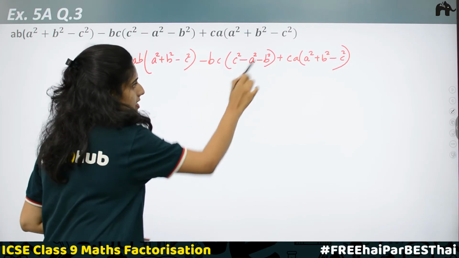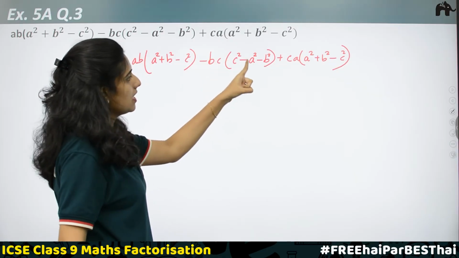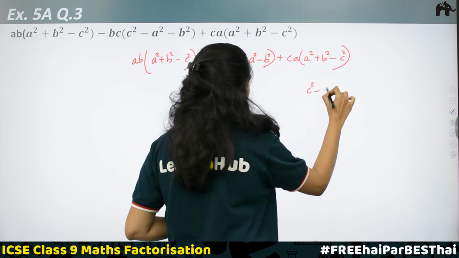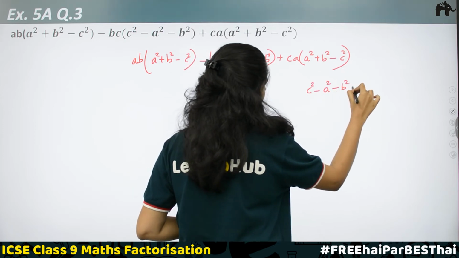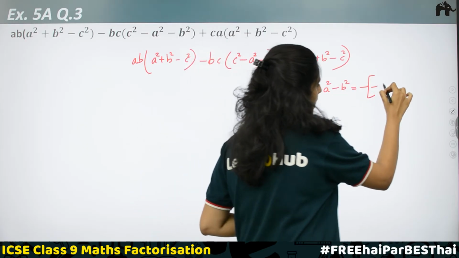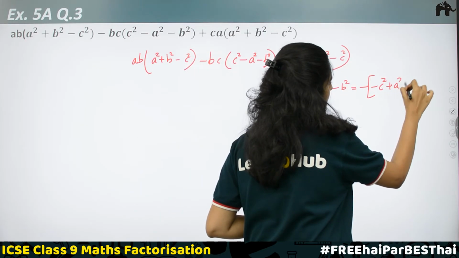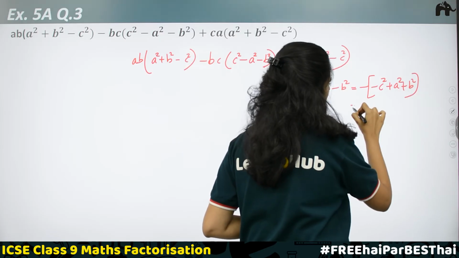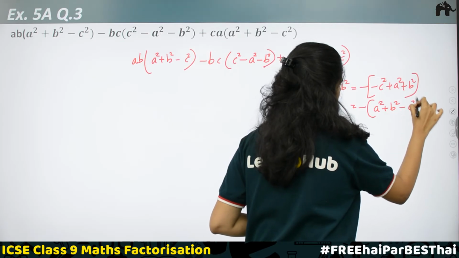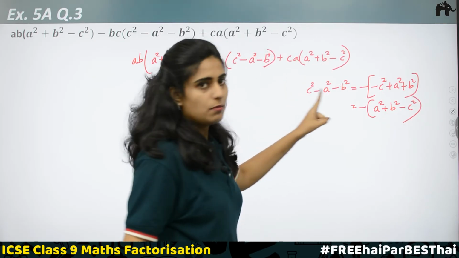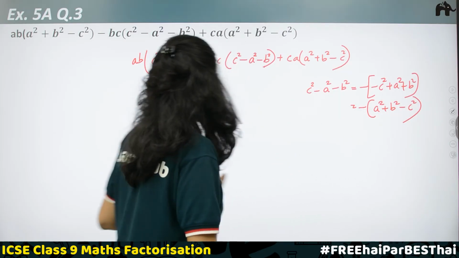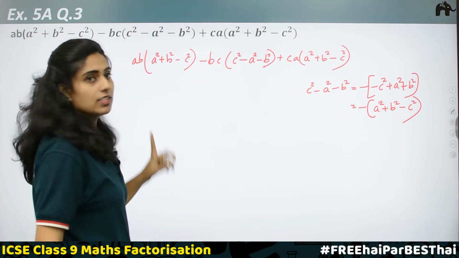So this should be changed. This is c square minus a square minus b square. Yes. So c square minus a square minus b square will be equal to, taking out a negative sign, then you will be having minus c square plus a square plus b square. So this can be written as minus of a square plus b square minus c square. So c square minus a square minus b square is equal to minus of a square plus b square minus c square. Okay, so here you will have to multiply with a negative sign.